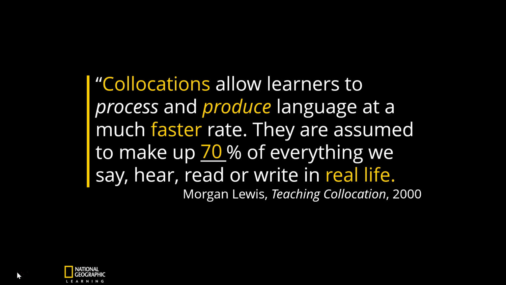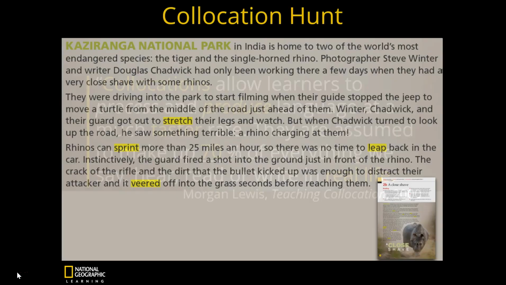To highlight this fact, and a great way to raise students' awareness of collocations, an activity that you can do at the end of a reading lesson is a collocation hunt. This is done after all the comprehension and discussion activities. Ask your students to reread the text a final time and to highlight as many collocations as they can find.